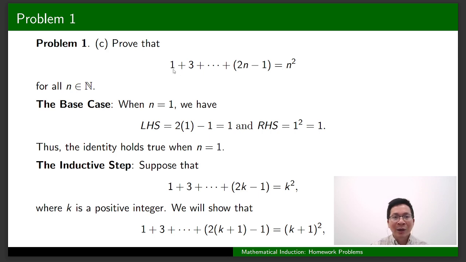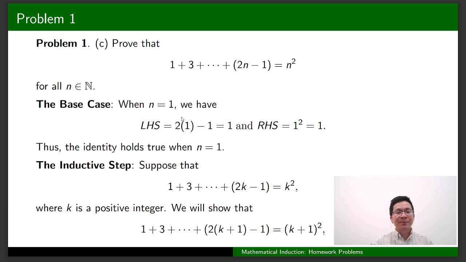How about 1 plus 3? 1 plus 3 is 4. 4 is 2 squared, right? And the next one, 1 plus 3 plus 5 is equal to what? 1 plus 3 is 4. 4 plus 5 is 9. So 9 is 3 squared. Quite interesting. So we can show that this is true for all n in N. And let's go ahead and use mathematical induction to prove this.